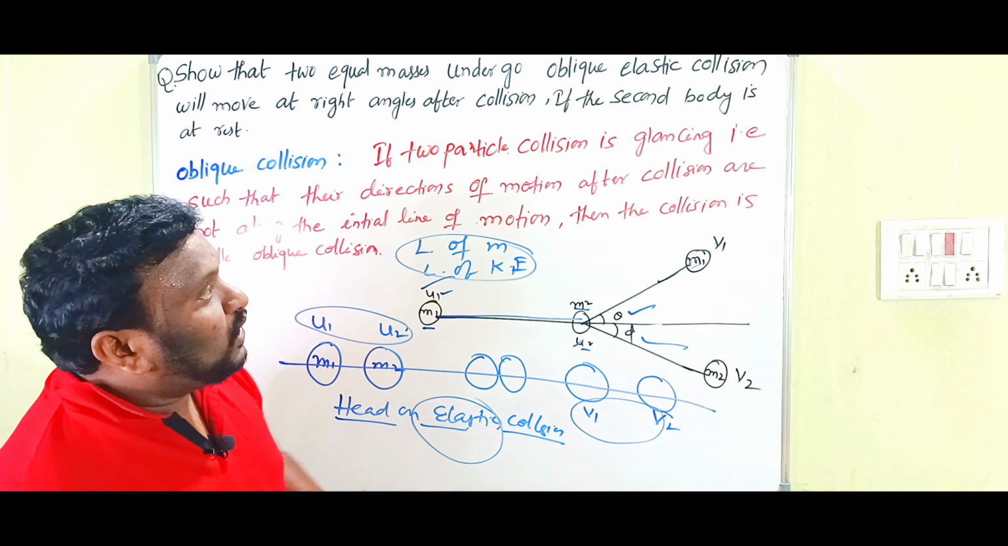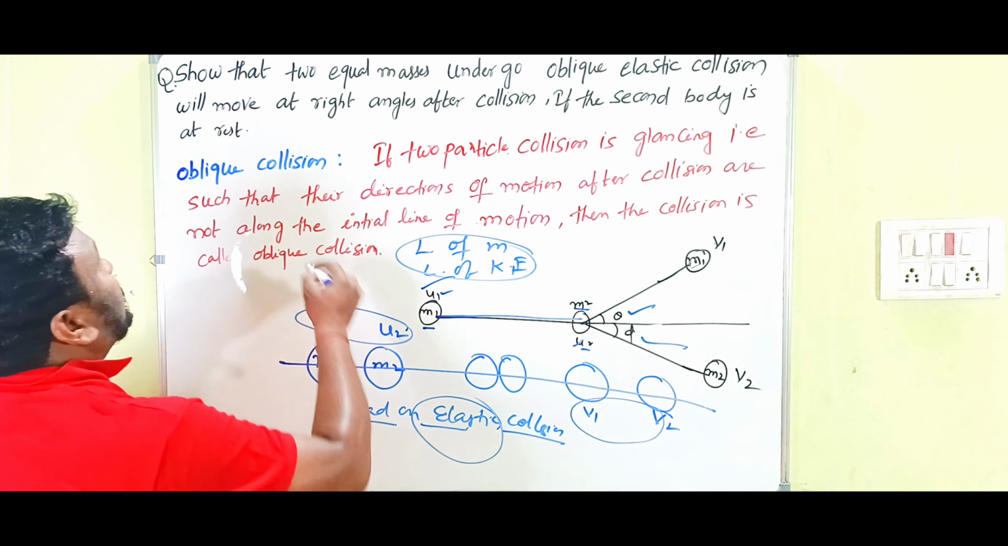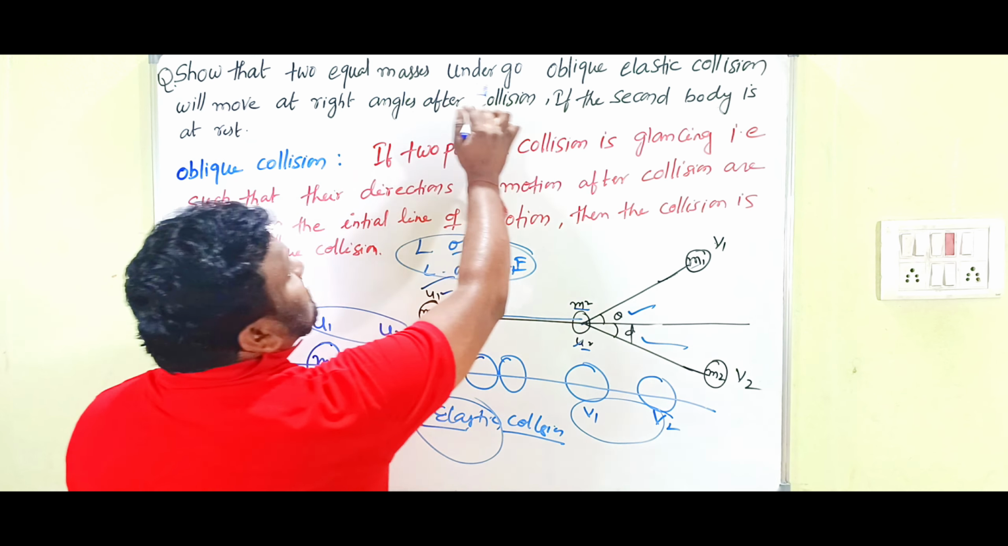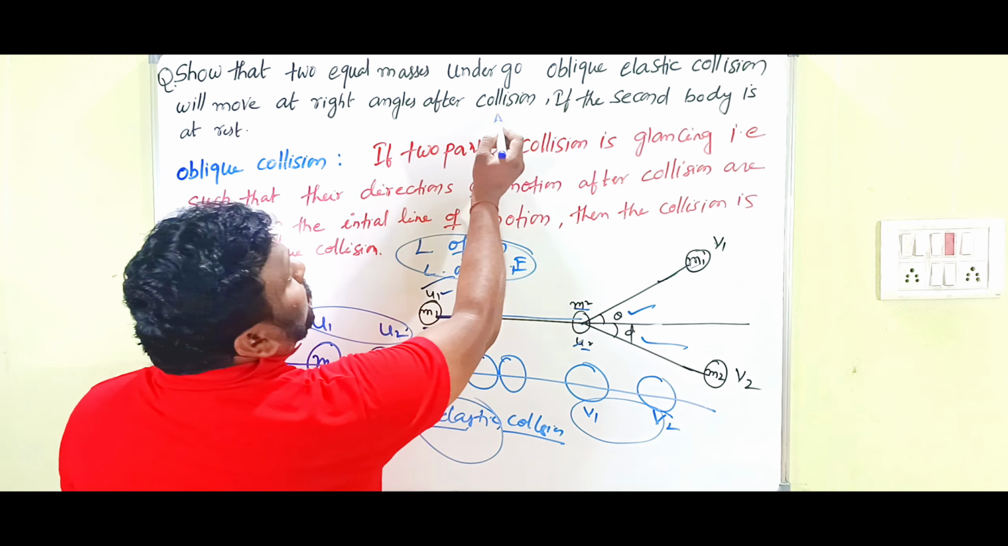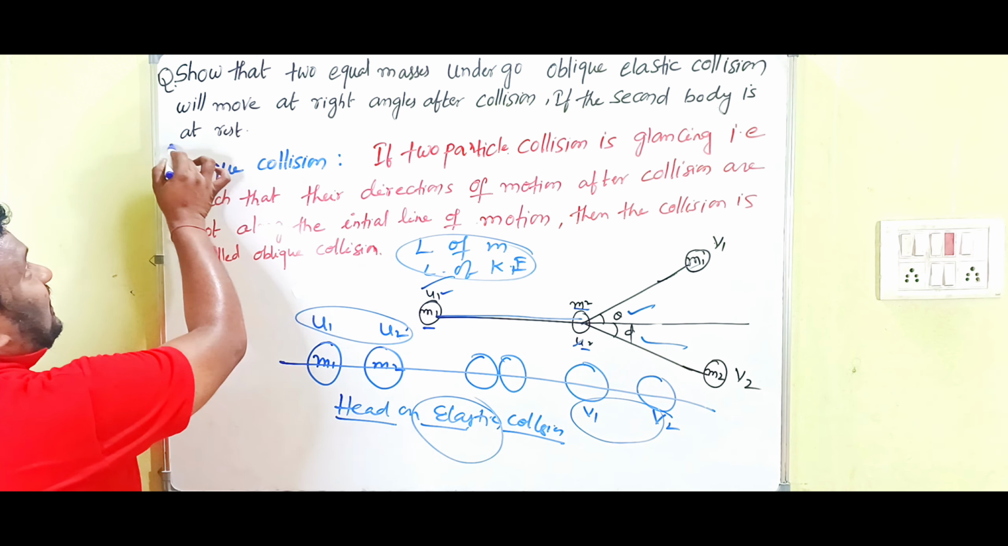And in Intermediate, look at what question they ask us to prove. The question is: show that two equal masses undergoing oblique elastic collision will move at right angle after the collision if the second body is at rest.